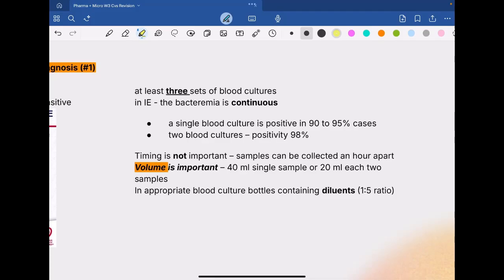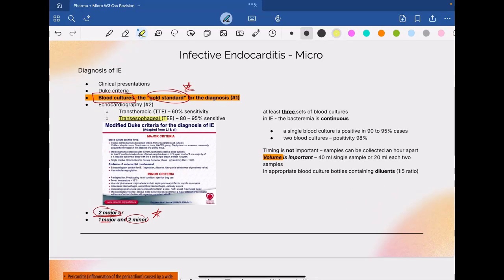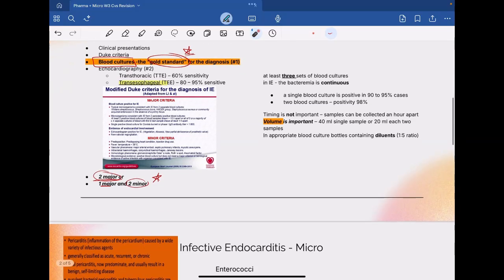For the blood cultures, you need 3 at least. 3 blood cultures because the bacteremia is continuous. So no matter what time you take blood cultures from the patient, that doesn't really matter because the bacteria is going to be still flowing in their blood the entire time. So the more blood cultures you take, the more positivity of knowing what microorganism might cause the infective endocarditis in this patient. Timing is not important, but the volume is. You need at least 40 ml in a single sample or 20 ml each in 2 samples.